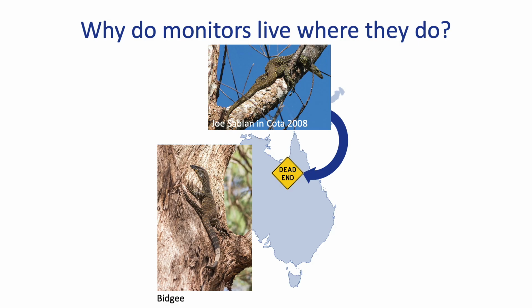Imagine you're arriving in a new neighborhood and you want to open up a Mexican restaurant, but there's already a really good Mexican restaurant in town. You would probably go out of business. In the same way, if you are a climbing monitor from New Guinea and you arrive in Australia, but there's already a climbing monitor there, you're probably not going to do very well and you're going to go extinct.